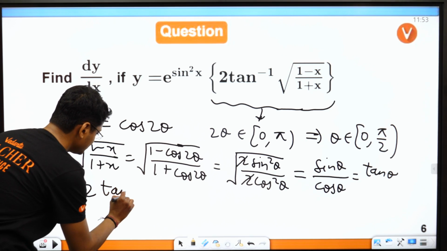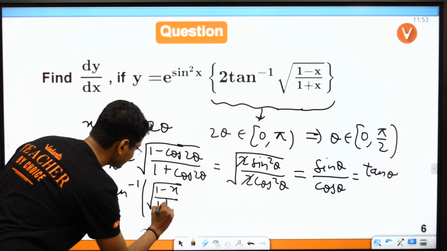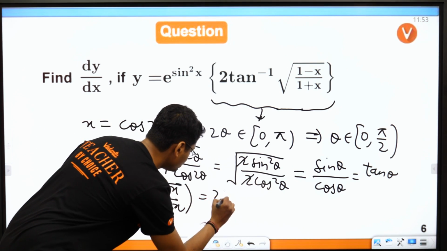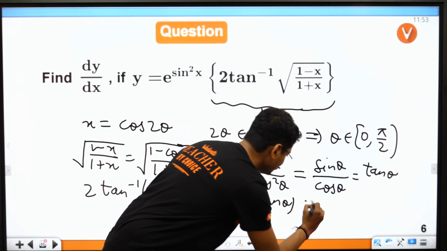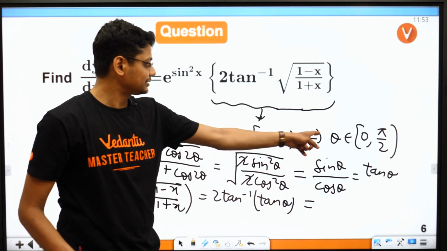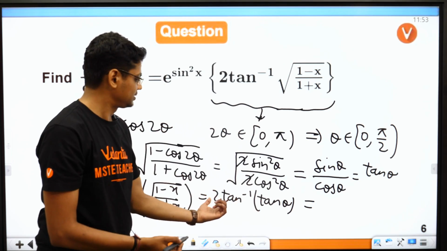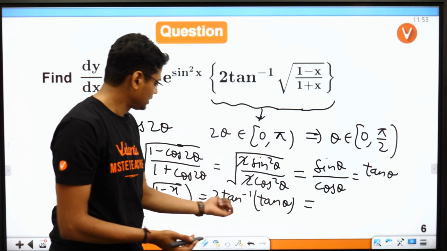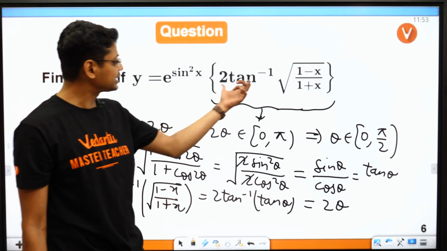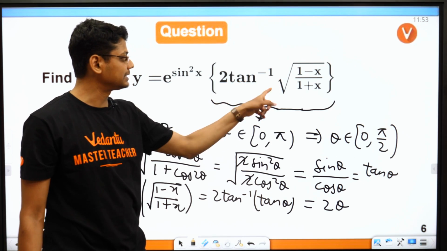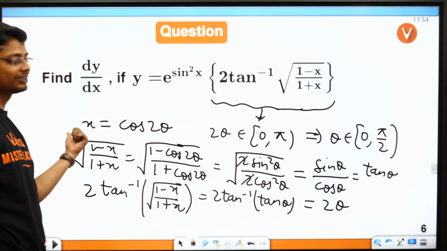So basically this expression 2 tan inverse under root 1 minus x by 1 plus x is basically 2 tan inverse tan theta, where theta lies from 0 closed to pi by 2 open. So this tan inverse tan theta would be theta, so it becomes 2 theta. Alright, so this whole expression has been resolved to 2 theta, and 2 theta is basically cos inverse x.